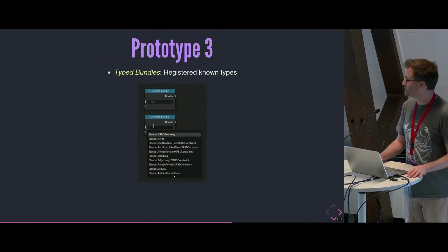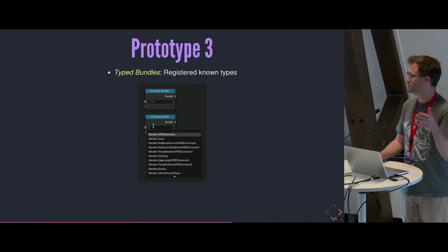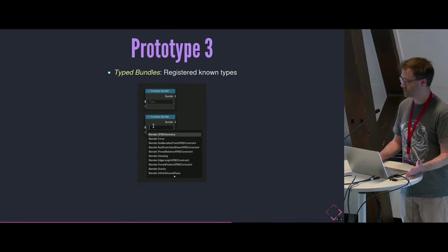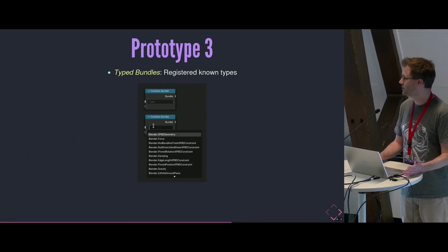So the typed bundles are the solution to this problem that we envision at this moment. A typed bundle has an additional string field here that contains the type. And it has some nice UI usability support, so you can just click on this thing and it tells you all the types that are available. So the first thing here would be a simulated geometry. We call it XPBD geometry at the moment. We'll probably use a better name in the future.